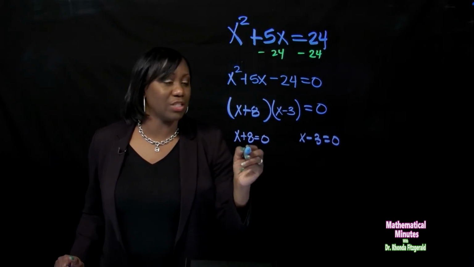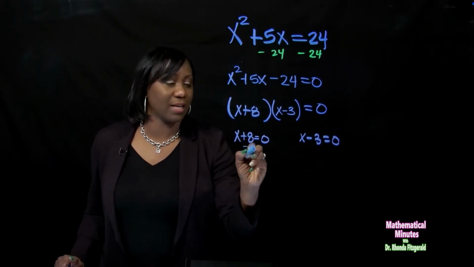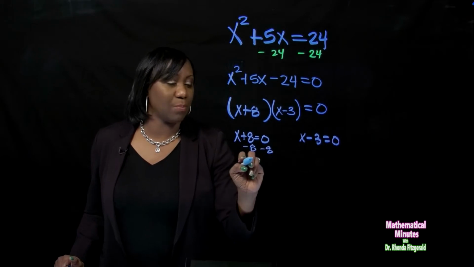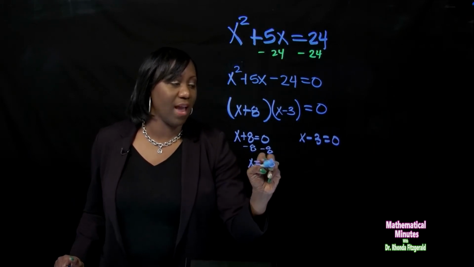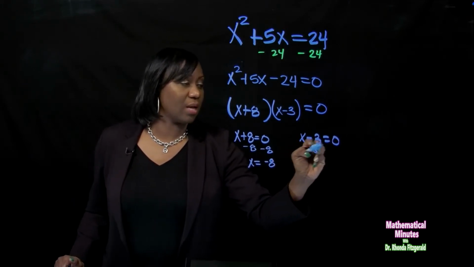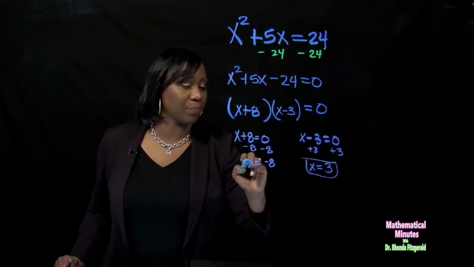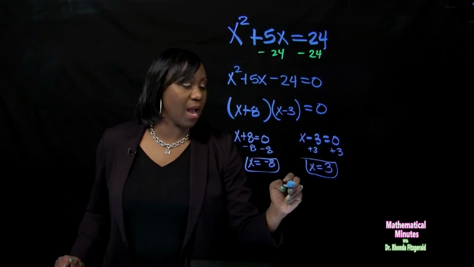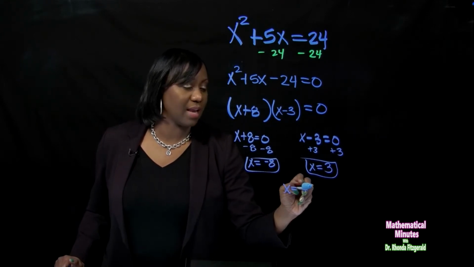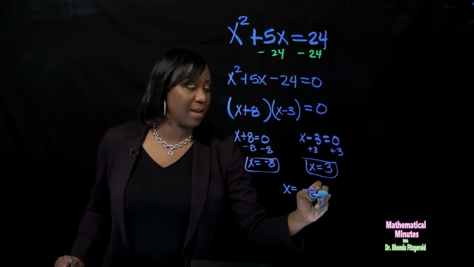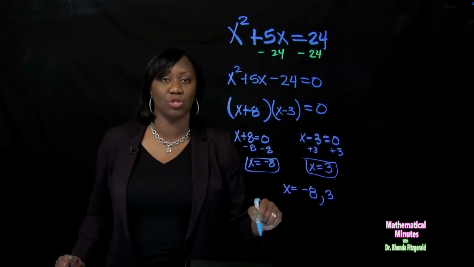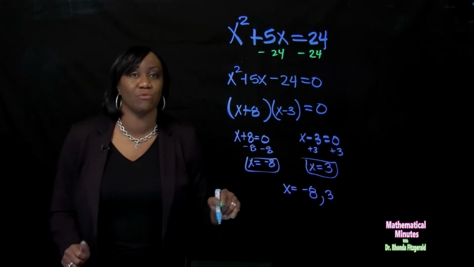the resulting equations. So when I solve this, we subtract 8 from both sides, and we end up with x is equal to a negative 8, and add 3, and we have x is equal to a positive 3. So my two solutions are x is equal to a negative 8, and a positive 3. Those are our two solutions, negative 8 and positive 3 for this quadratic.